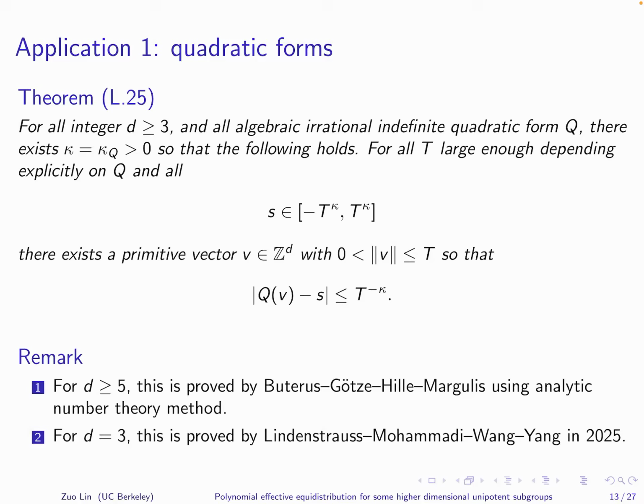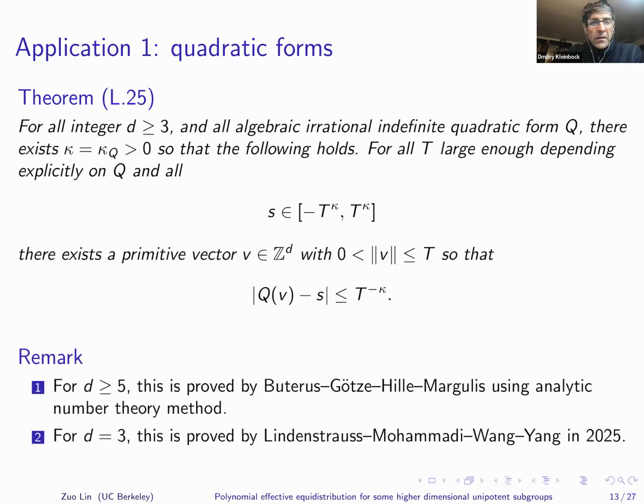Okay, and this result was previously proved in dimension greater or equal to 5 by Valters, Hill, and Margulis using some analytic number theory methods. And for d equals 3, this is proved by Lindenstrauss, Mohammadi, Wang and Yang in the same 2025 paper. And here we provide a result that works for all dimensions greater or equal to 3. Okay, so that's the first application on quadratic forms. Are there any questions or comments?